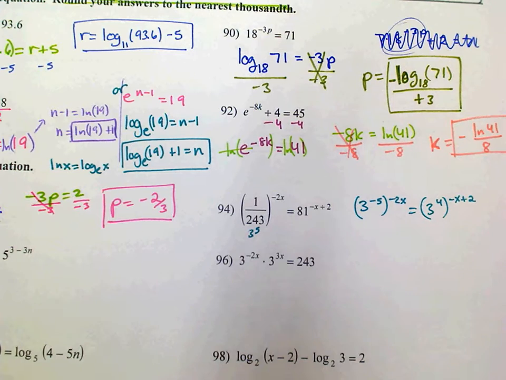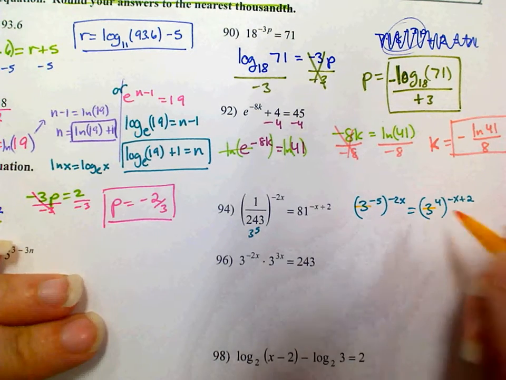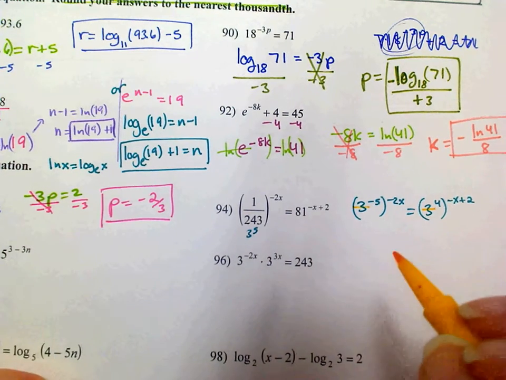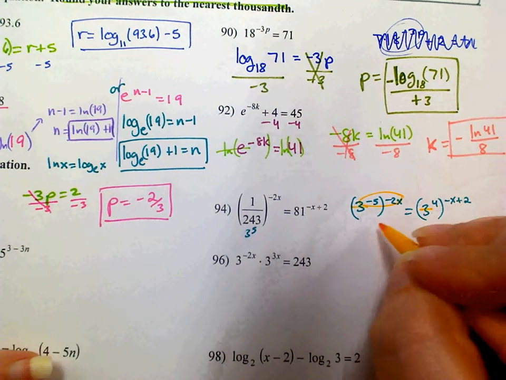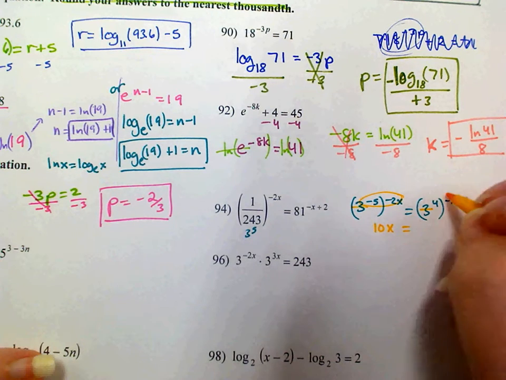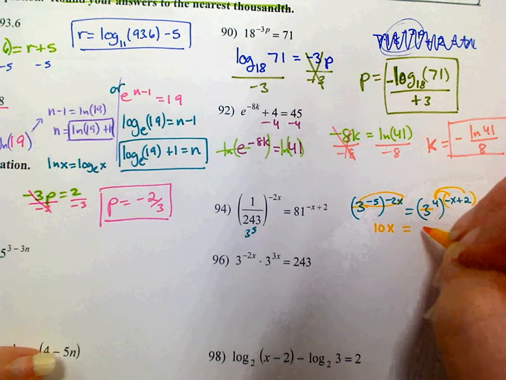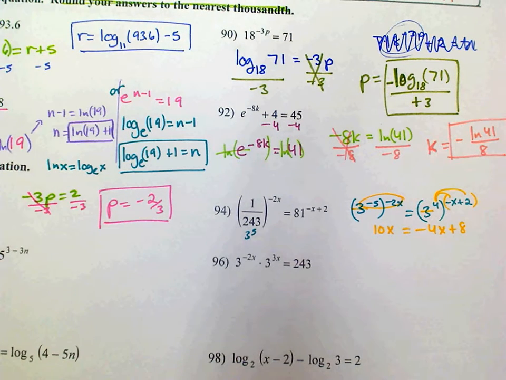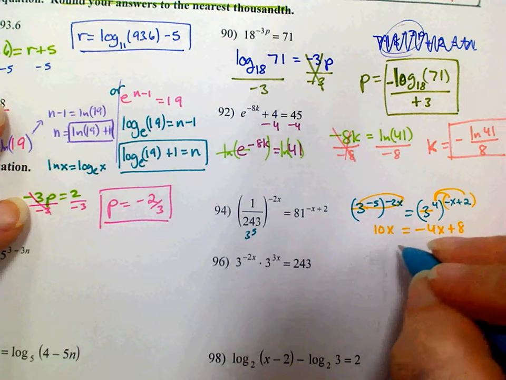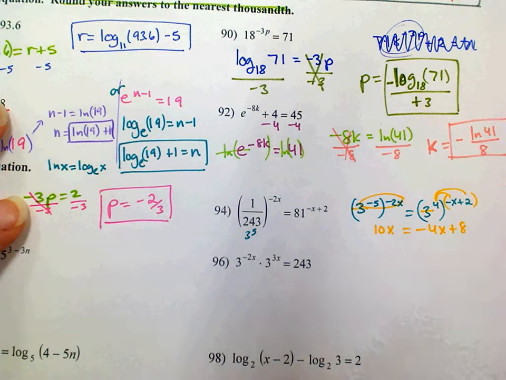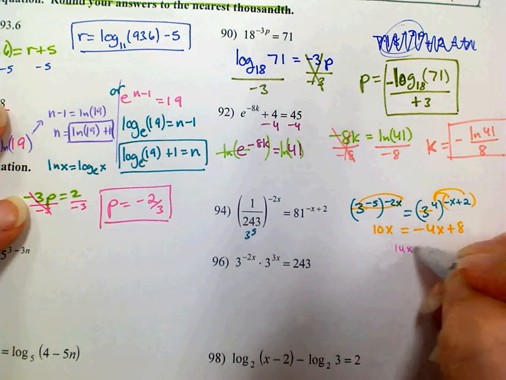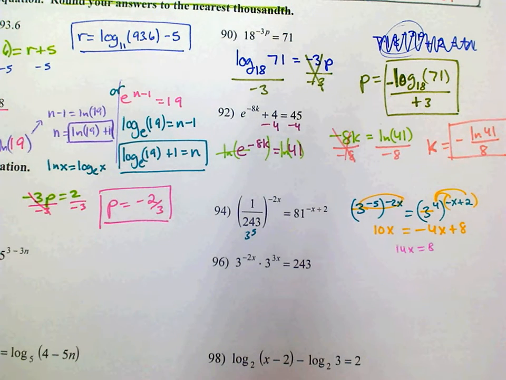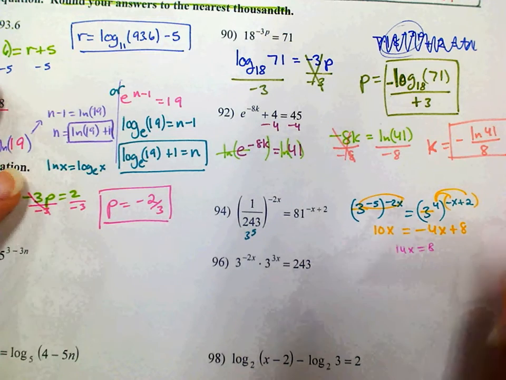But then I've got to remember what to do right here. When I've got something raised to a power and then I raise that expression to another power, I multiply these two. So this becomes 10x, and then this I'm going to have to distribute. So it becomes minus 4x plus 8. So then what I do is combine like terms. So I'm going to add the 4x over and I get 14x equals 8, and then divide by 14, and 8 divided by 14 is 4/7. So x equals 4/7.